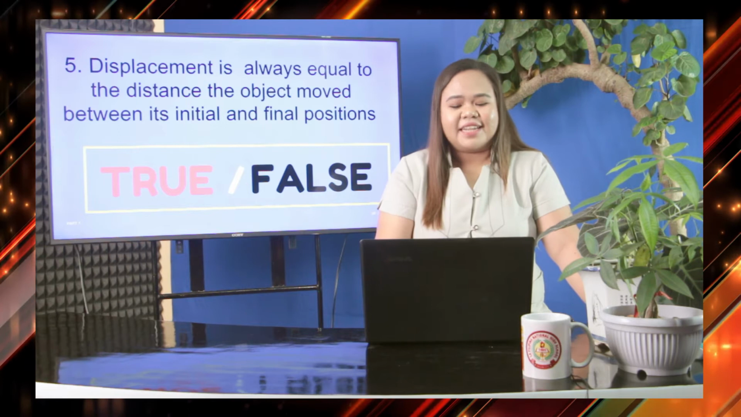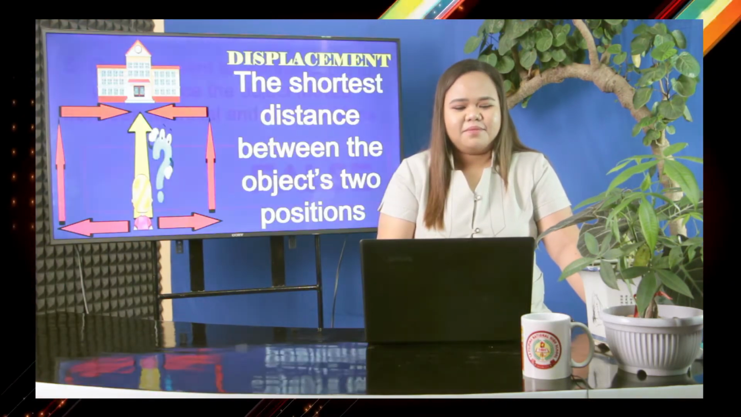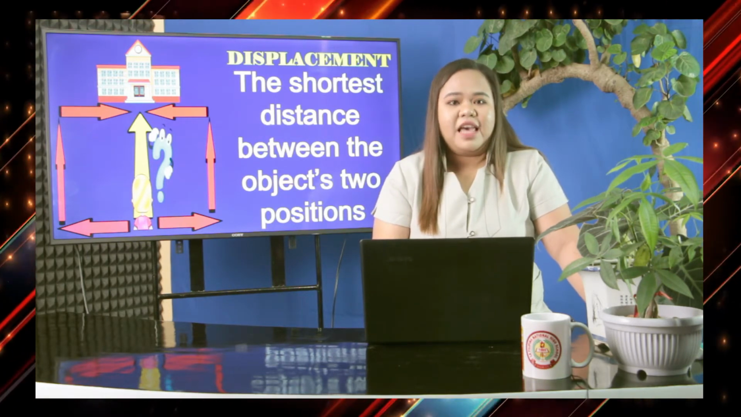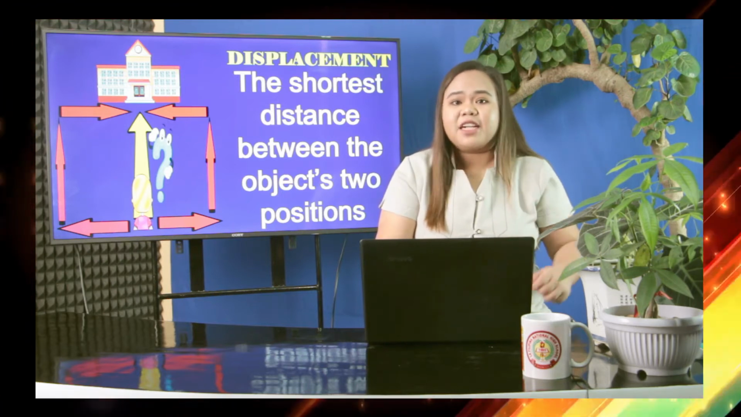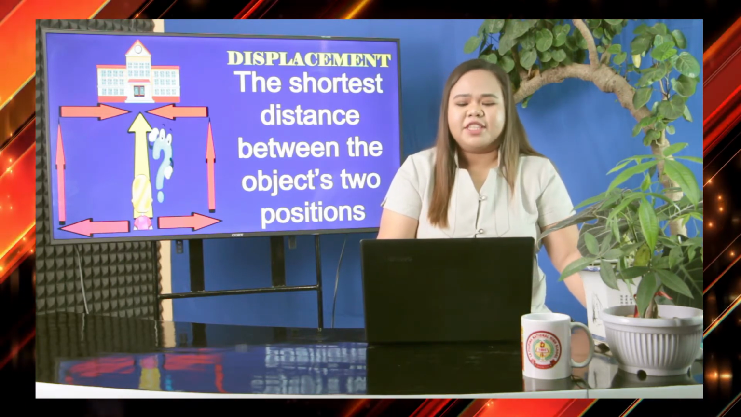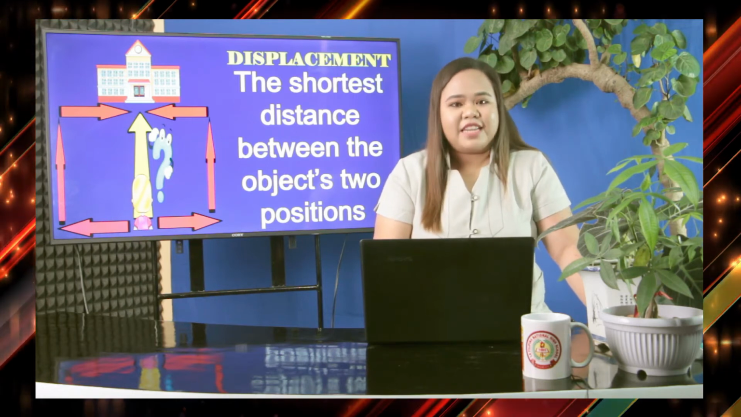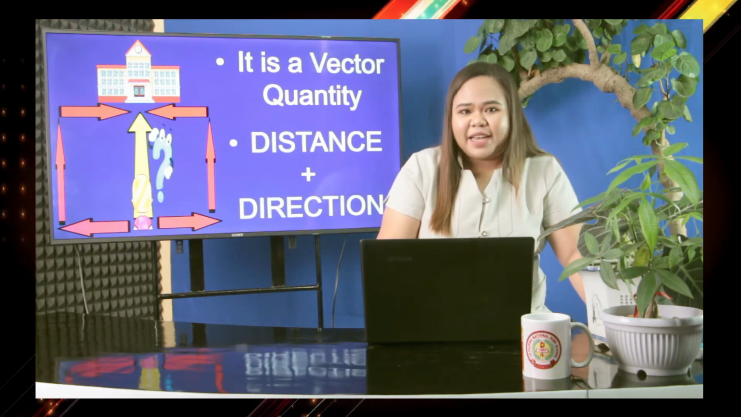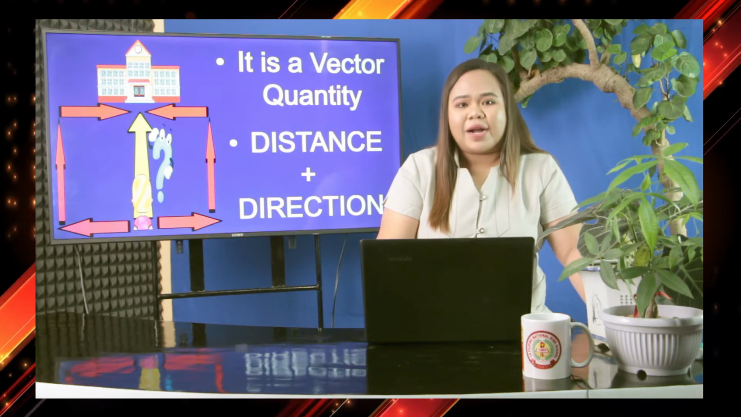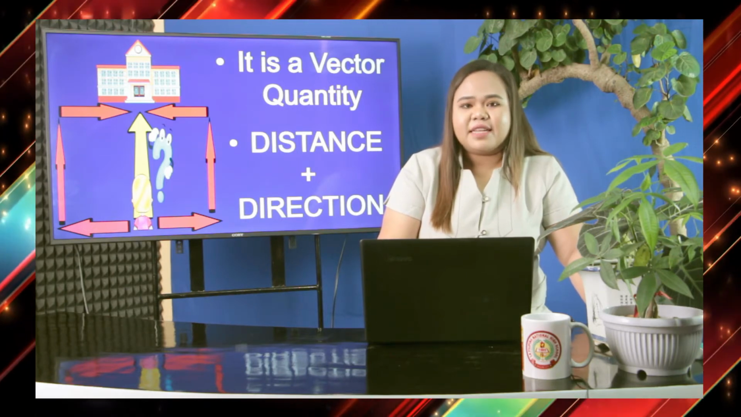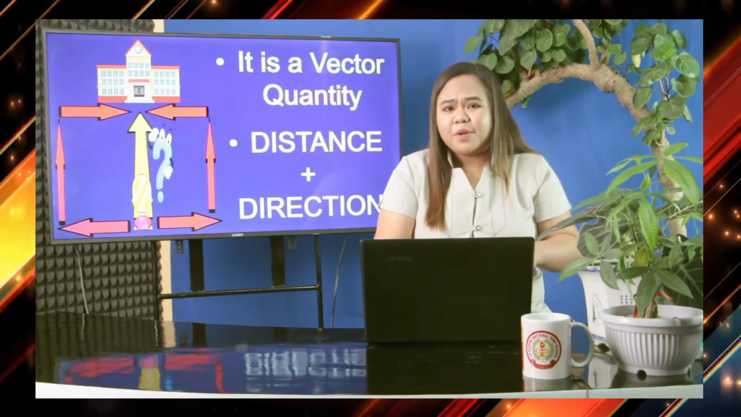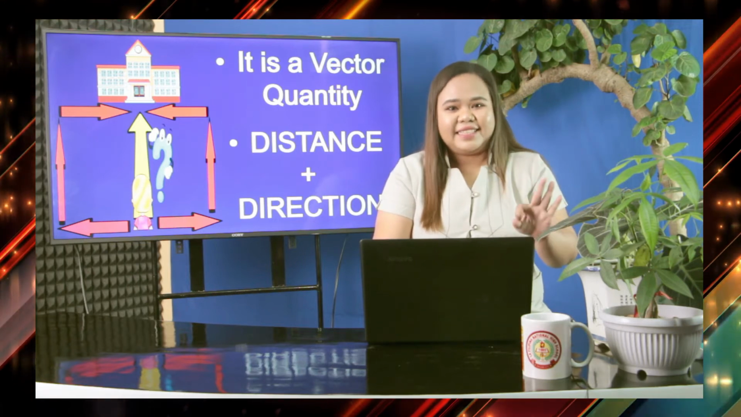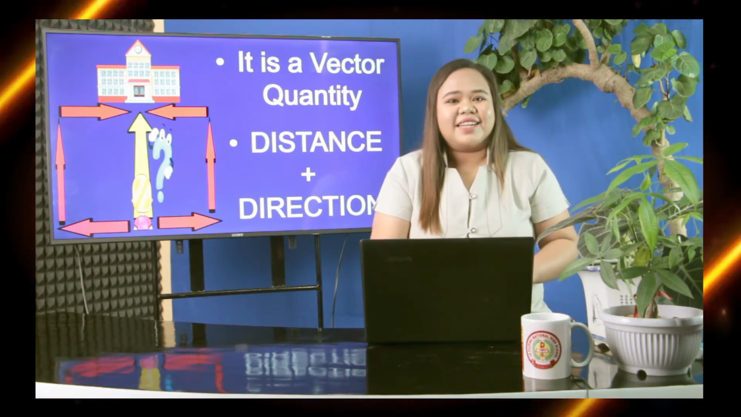Now, let us discuss more about displacement. Displacement is the shortest distance between the object's two positions, from your initial position to your final position, like the distance between its point of origin and its point of destination, no matter what path it took to get to that destination. Displacement is an example of a vector quantity, meaning it has distance plus direction. Examples of directions are the basic ones: north, south, east, and west. We can also use angles as directions.